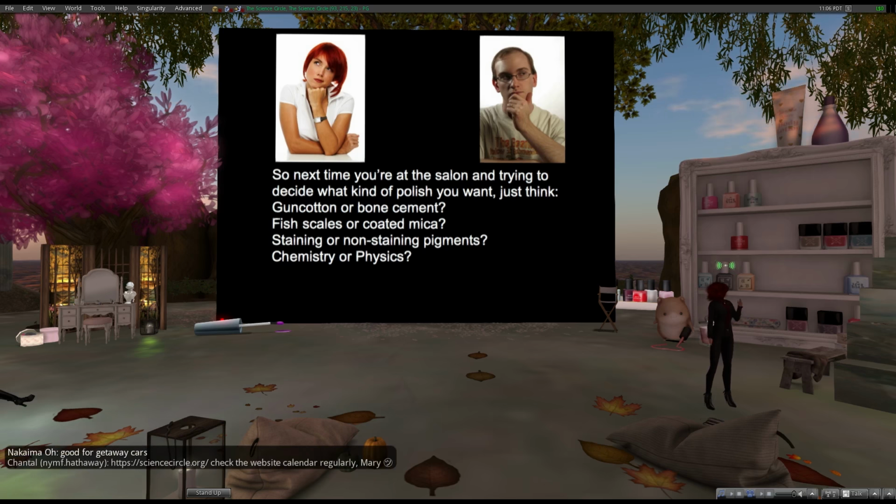I'm not sure what's going on, but my Second Life Firestorm is having a little trouble here. I'm not sure what's happening.